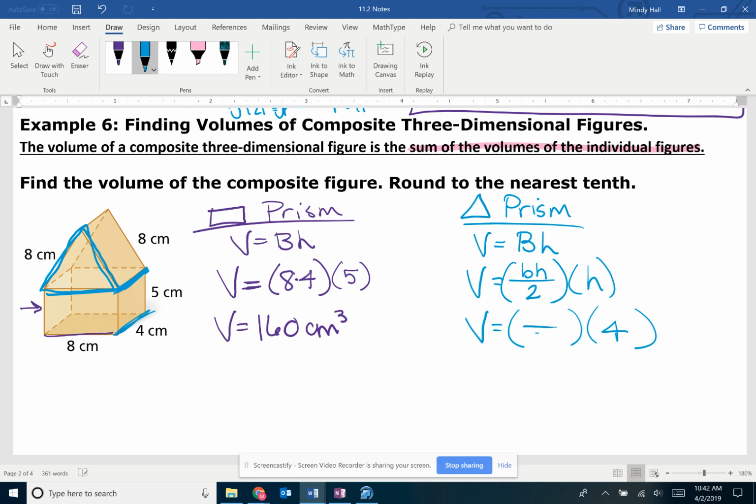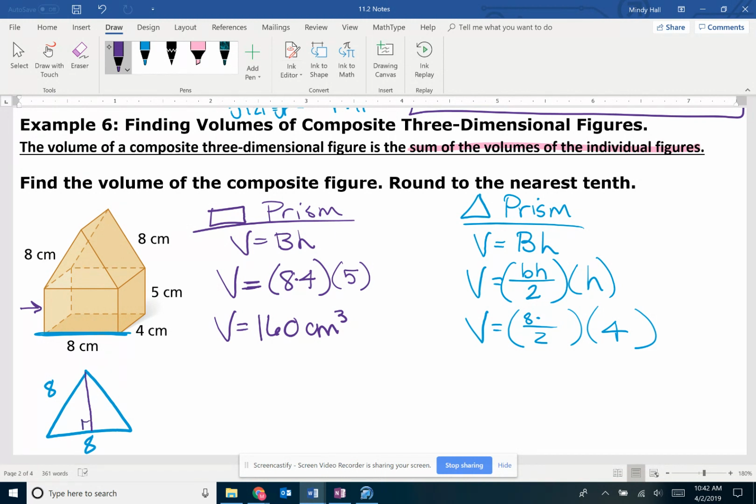Looking at this formula, to fill out base times height divided by 2, I need the base of my triangle. The base of my triangle is this side right here, which is the same as this side, so that's going to be 8. To find my height, I'm going to have to look at the triangle itself, so I'm going to come down here for a moment. We have 8 and 8. To find the height, we come up the middle, and that gives me a right triangle. Since I came up the middle, I know that this is 4 and this is 4.